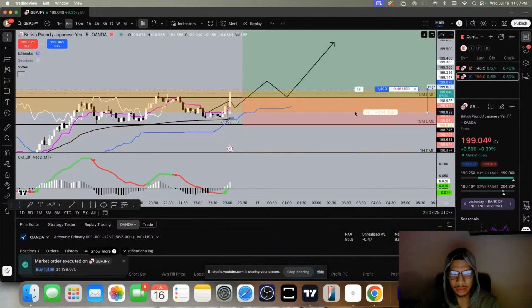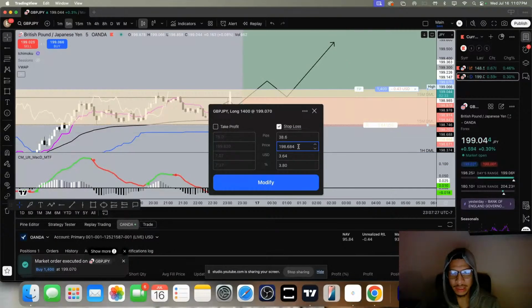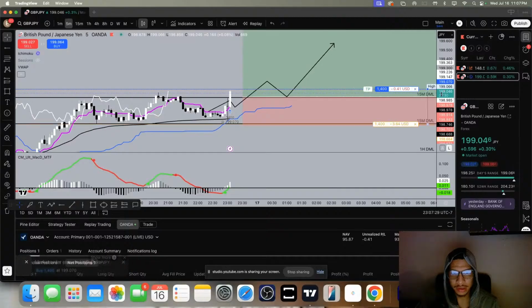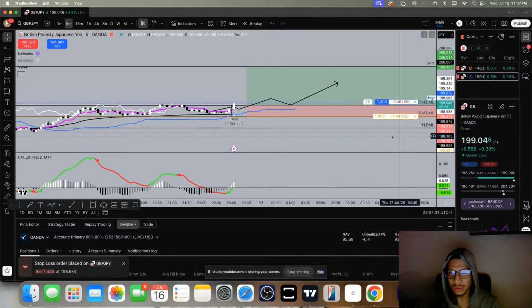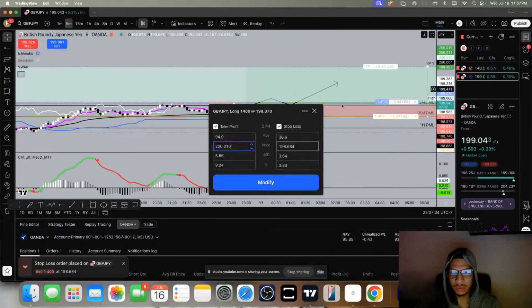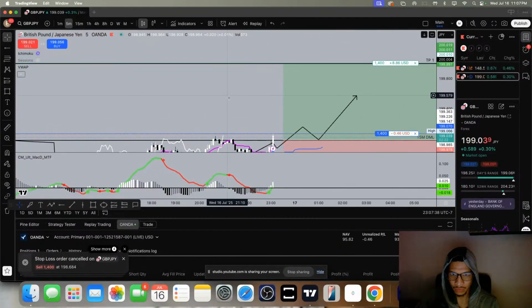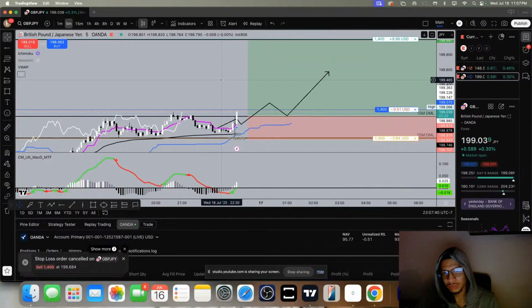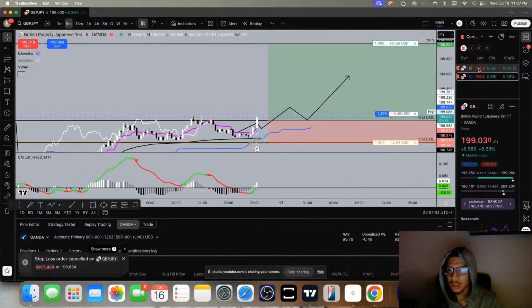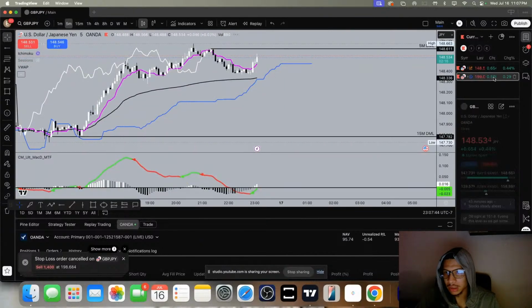Stop loss. Slide my stop loss right there. 38 pips, at my decision making level. Take profit, CP1. That's what I'm looking at right now. I like the way that looks.